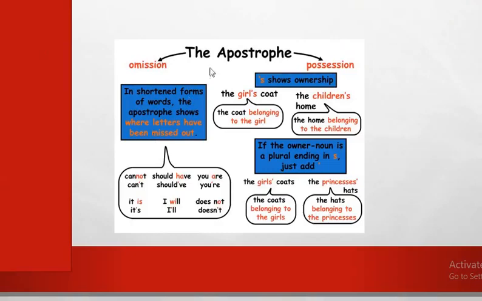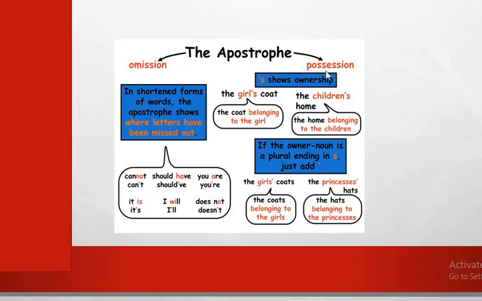And then apostrophe. The apostrophe on the left hand indicates omission, on the right hand possession. In shortened forms of words, the apostrophe shows where letters have been missed out. Cannot, can't; it is, it's; should have; I will, I'll; you are, you're; does not, doesn't.